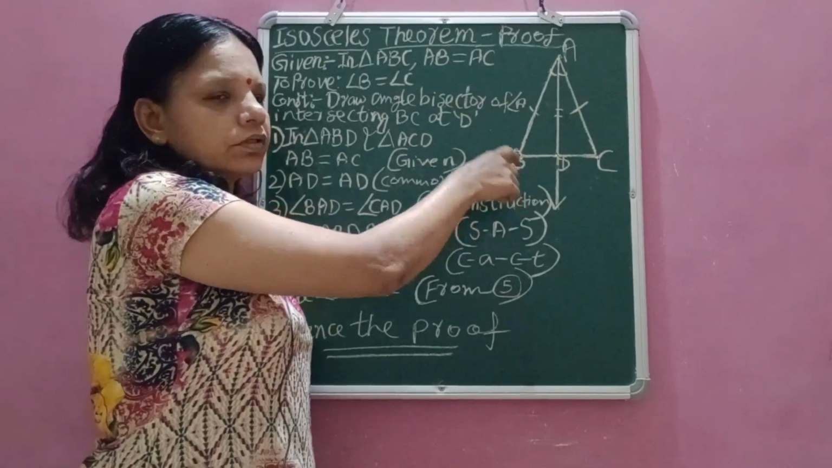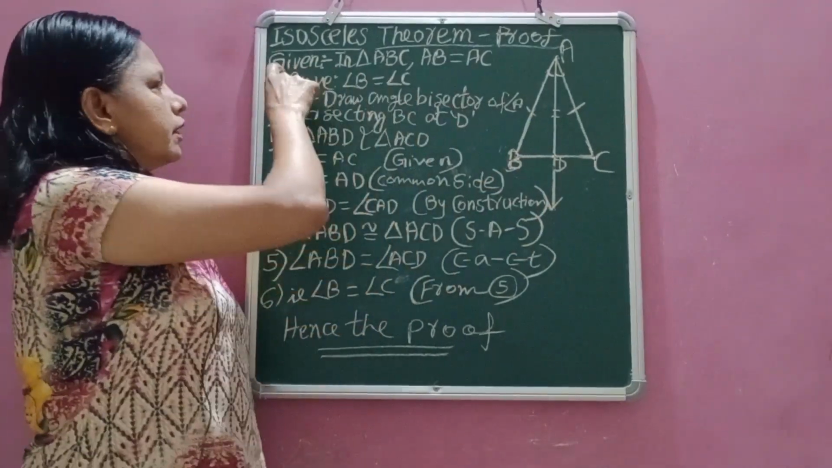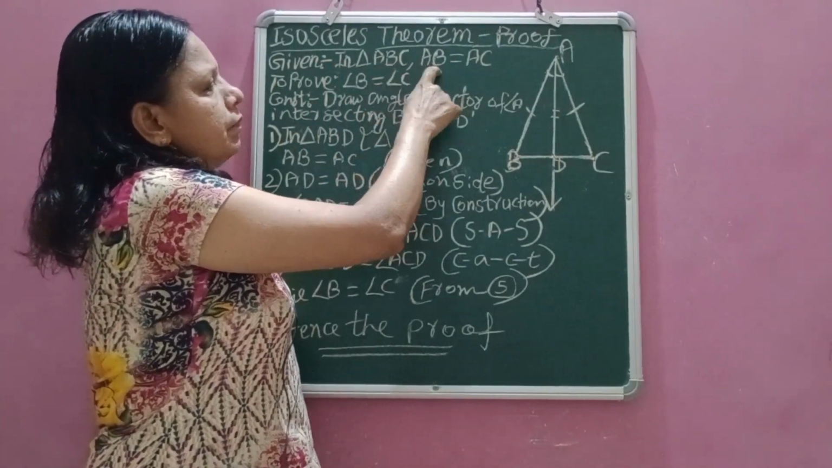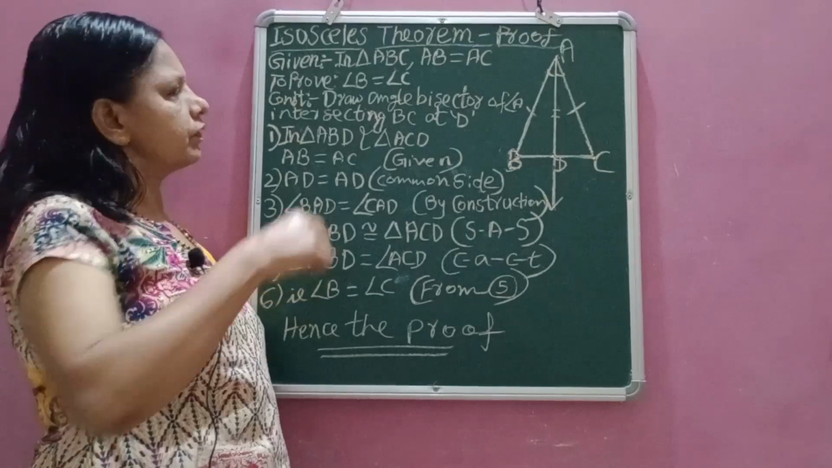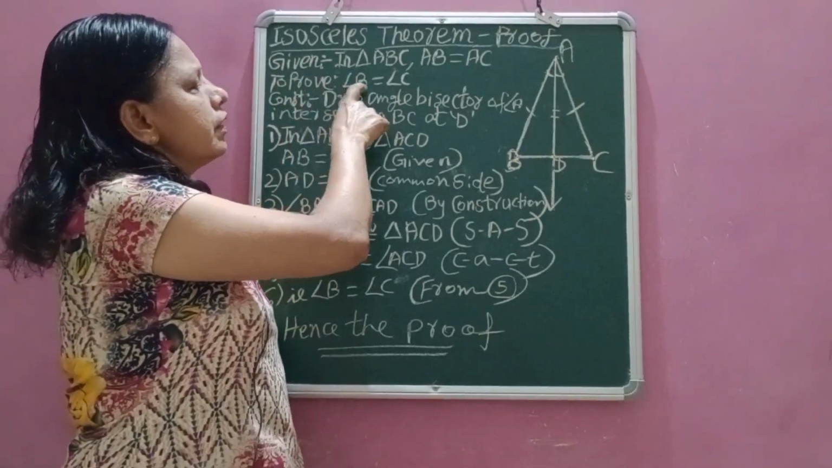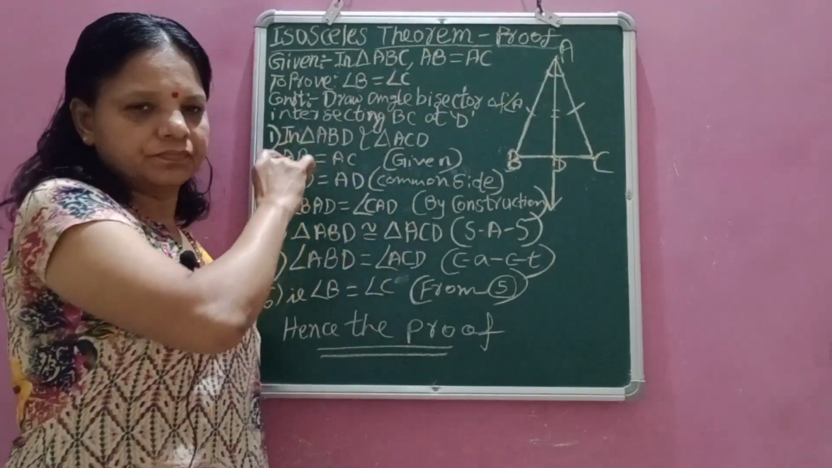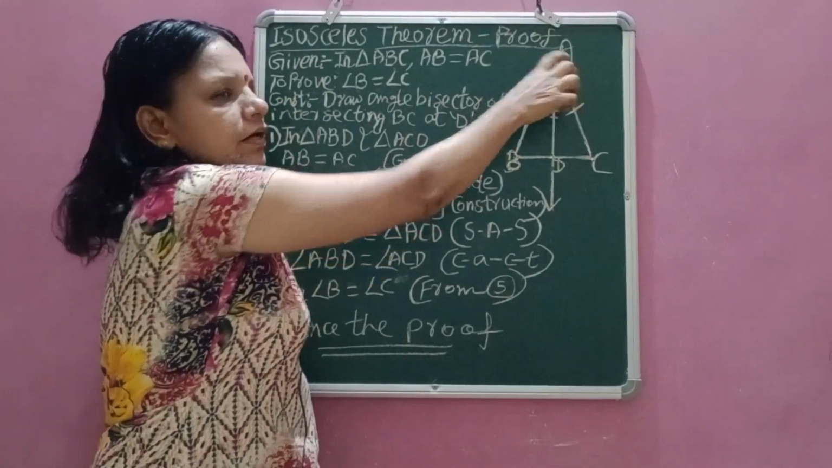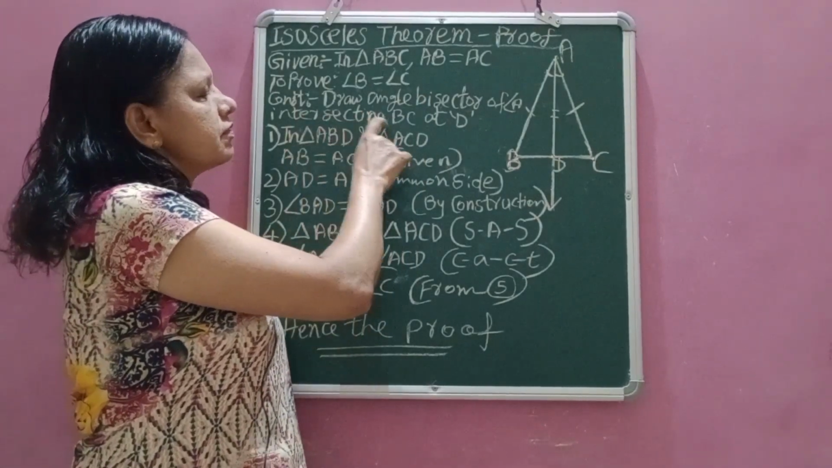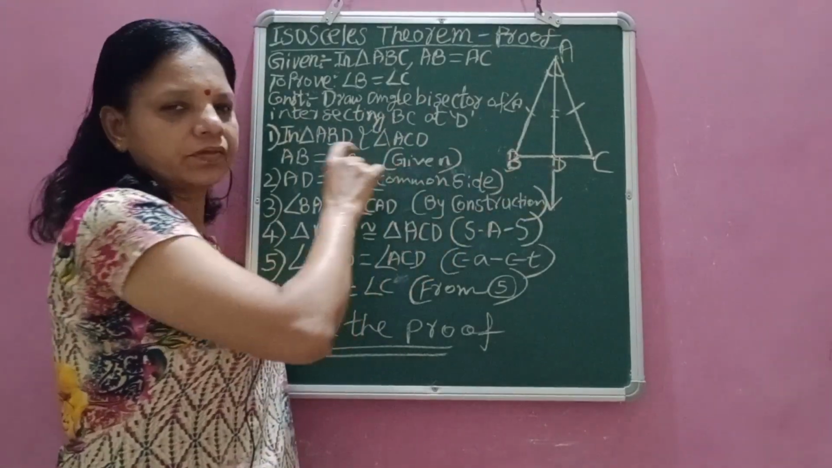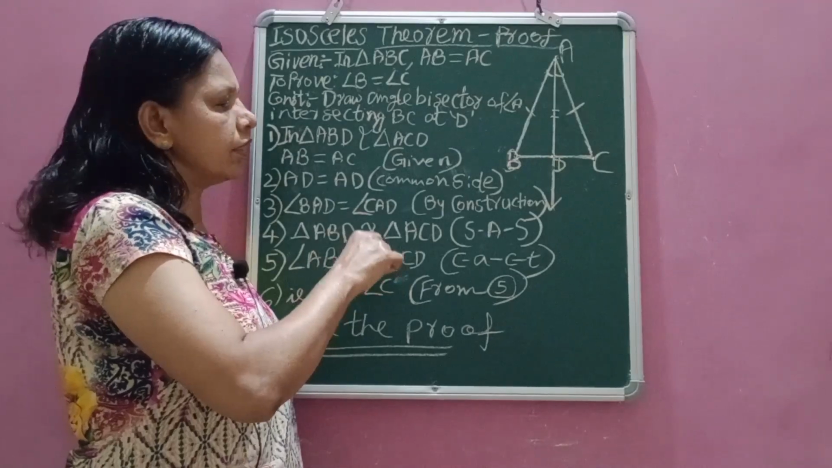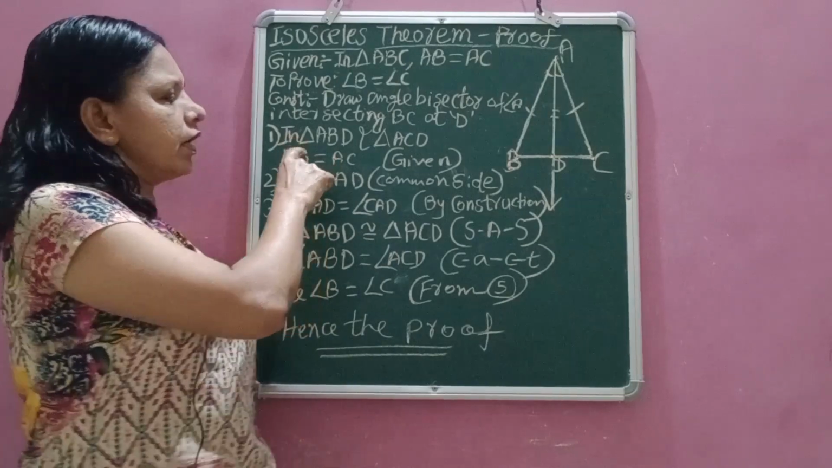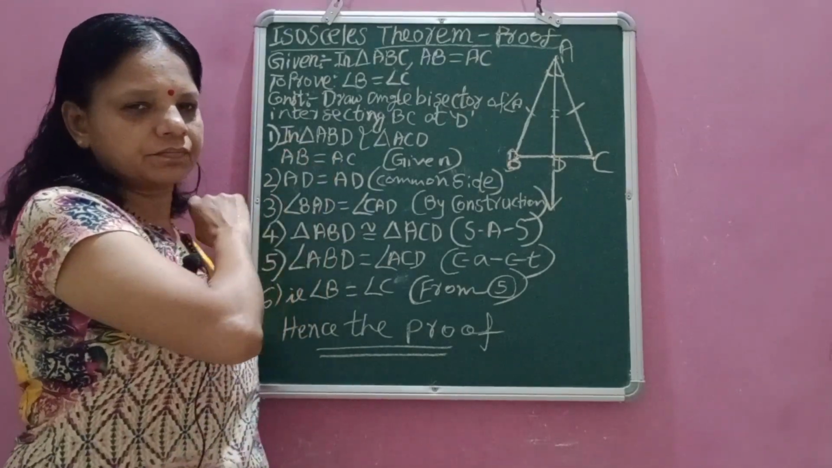So, first you have to draw the figure, do the construction, then write the given. What is given? In triangle ABC, AB equal to AC. To prove: angle B congruent to angle C. Now the construction: draw the angle bisector of angle A, which intersects the side BC at the point D. That you have to mention. Then only you will get the two triangles here.